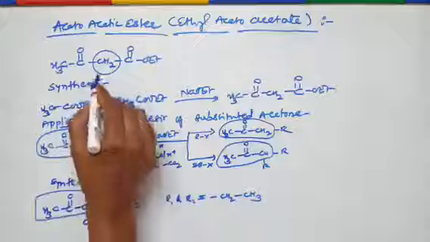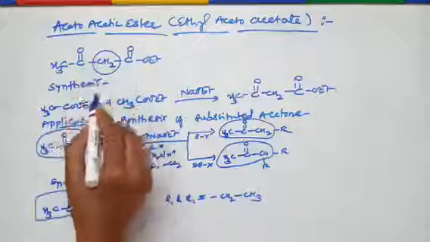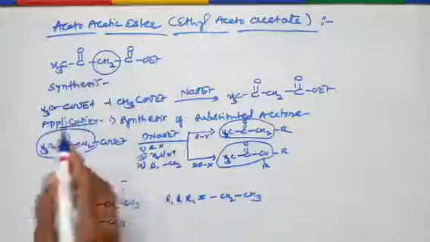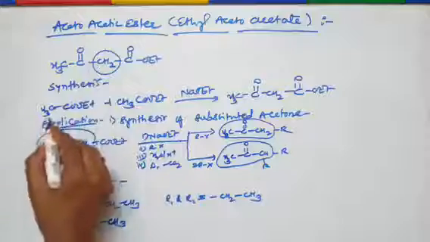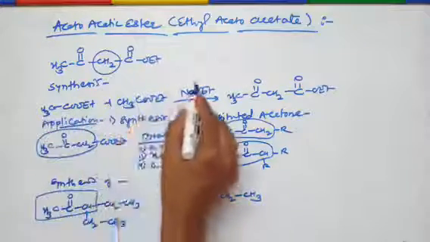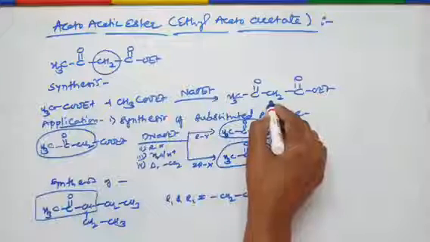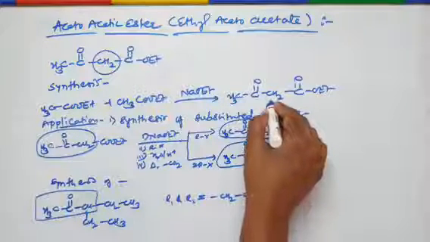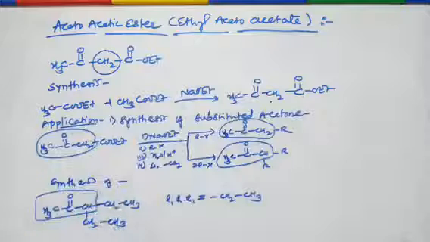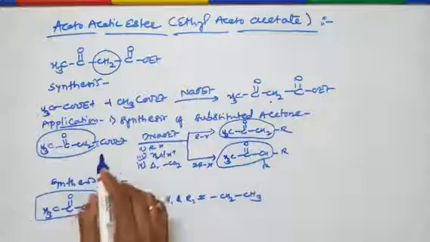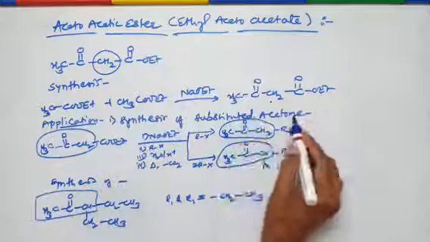This ethyl acetoacetate can be synthesized by the Claisen ester condensation that we have studied. There are 2 moles of ethyl acetate. They react in the presence of sodium ethoxide to give you the acetoacetic ester. You know the mechanism also. Now let's see the first application of this acetoacetic ester, that is the synthesis of substituted acetone.